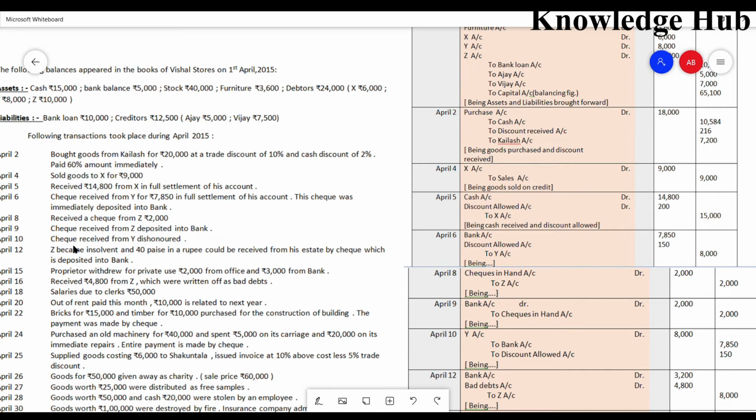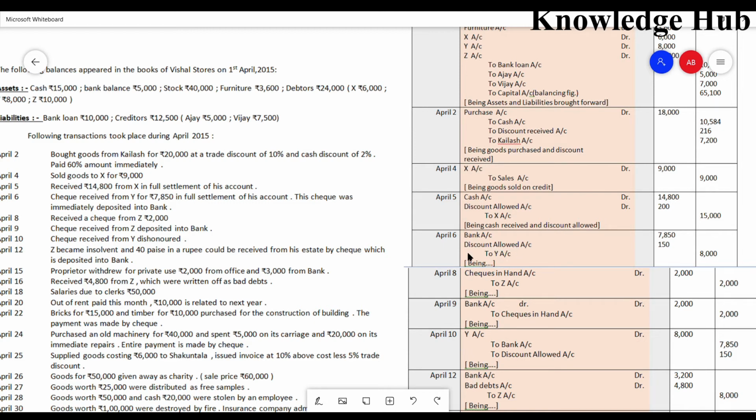April 10th, check received from Y is dishonored. So now previously we have already made an entry where we had received a check from Y in full settlement of his account and we had allowed him a discount of rupees 150. Now once he dishonors his words, we will not further allow him any discount and rather we will again debit him. Previously he was credited, now he failed to keep his words. So now again we are going to debit Y's account.